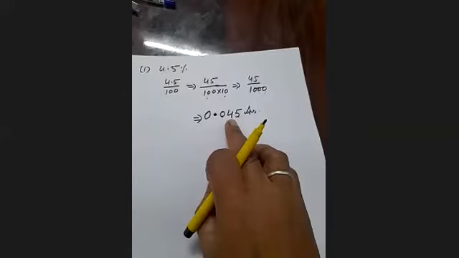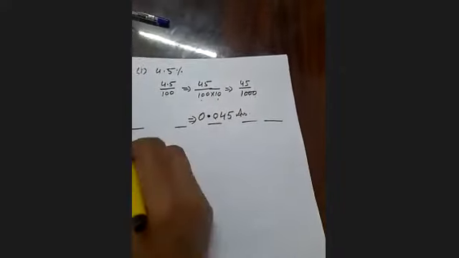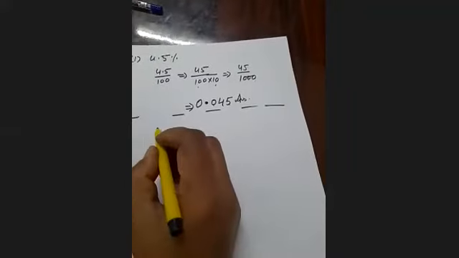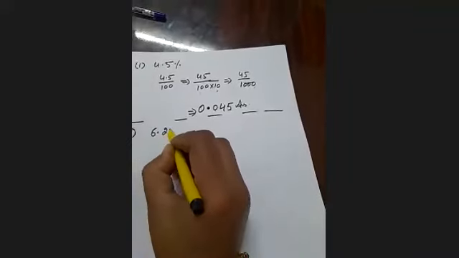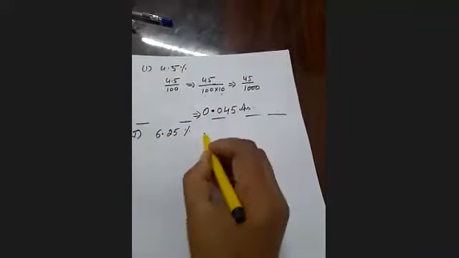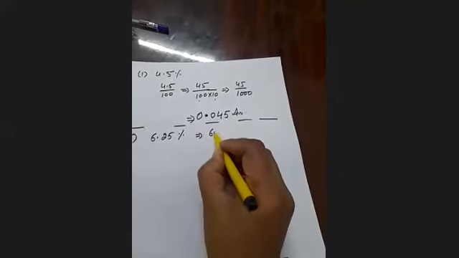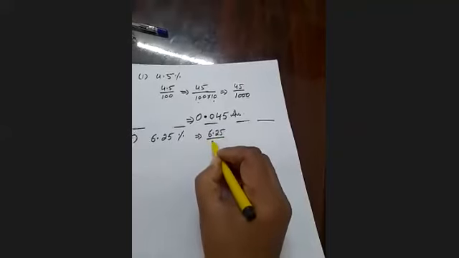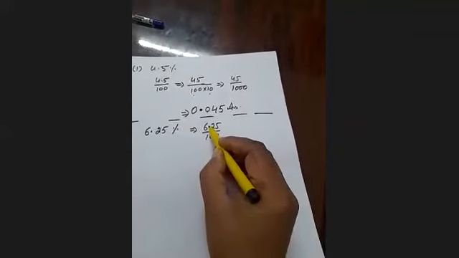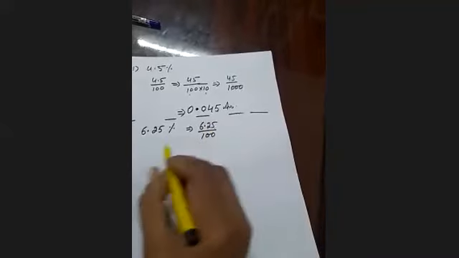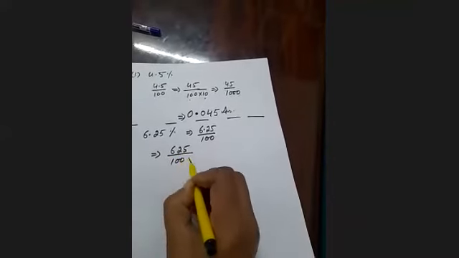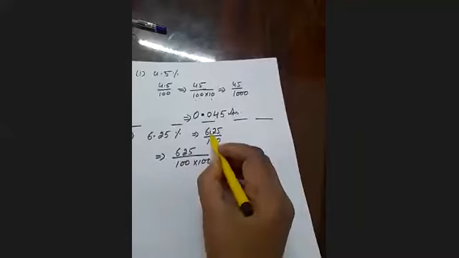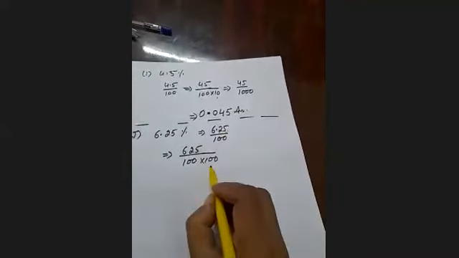Clear, students? Next is part J. Now we have 6.25%. First, we write this number as a fraction, 6.25 upon 100. Now remove this decimal. After the decimal, we have 2 digits, 1, 2. So write as 625 upon 100 multiplied by 100, because after the decimal we have 2 digits. So we'll divide by 100.